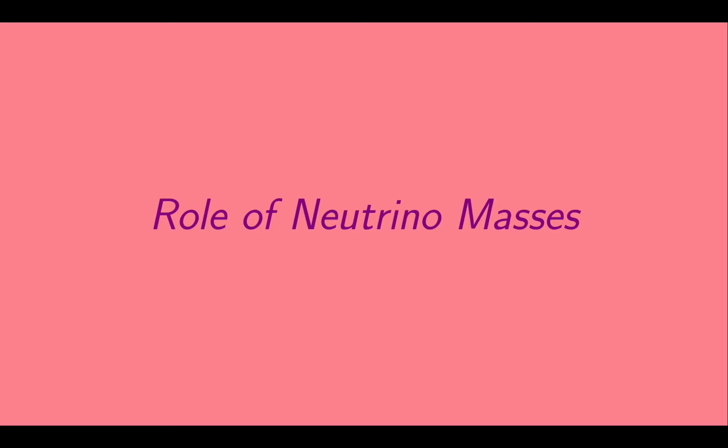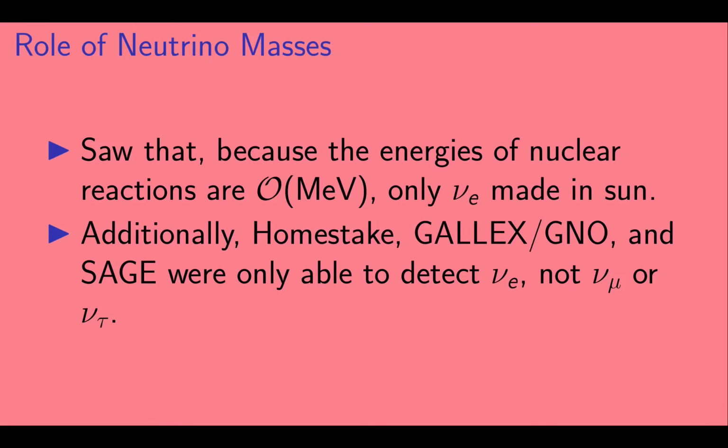Okay, now let's briefly revisit the role of neutrino masses in the solar neutrino problem. So we saw that because the energies of nuclear reactions are of order MeV, only electron-type neutrinos, nu-e, are made in the sun. And we saw in part 1 that Homestake, GALLEX/GNO, and SAGE were only able to detect nu-e, not nu-mu or nu-tau.